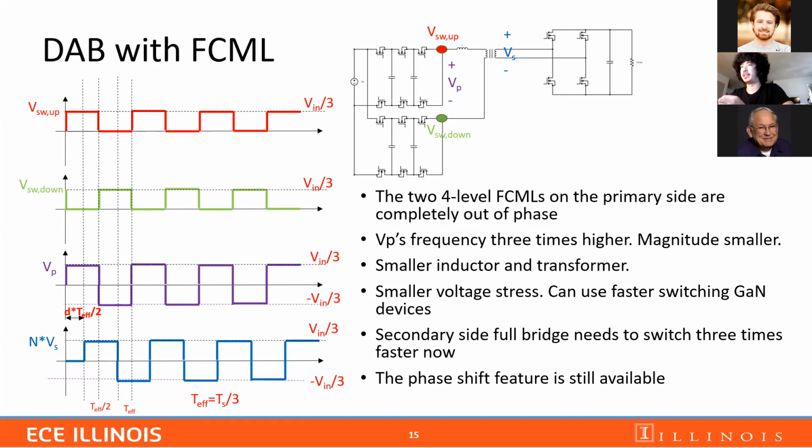And because we replace the half bridges with the XMLs, the voltage stress across each switch will also be smaller, which means that it is possible now to use faster switching devices such as gallium nitride. And if we switch the secondary side 3 times faster, we are able to still use the phase shift to control the power flow.